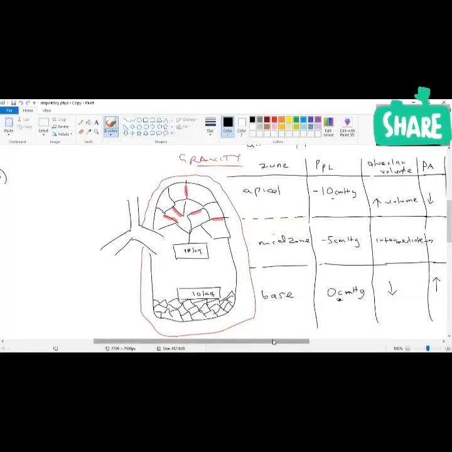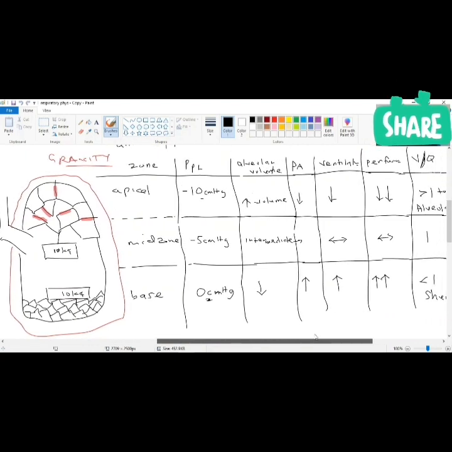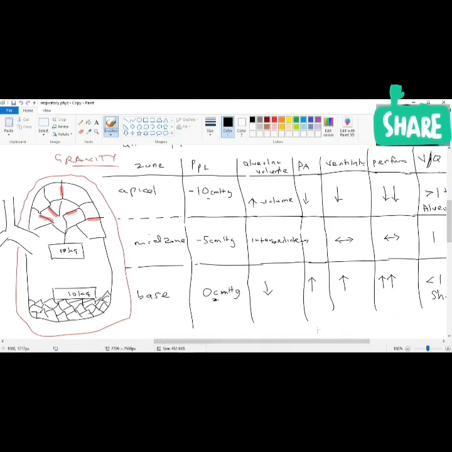Is ventilation equal in the lung? Answer: no, right? The ventilation is not equal along the whole lung. It changes. It depends on gravity. So gravity can affect ventilation in the lung. How much air gets into the lung, or which part of the lung, which zone, depends on gravity.